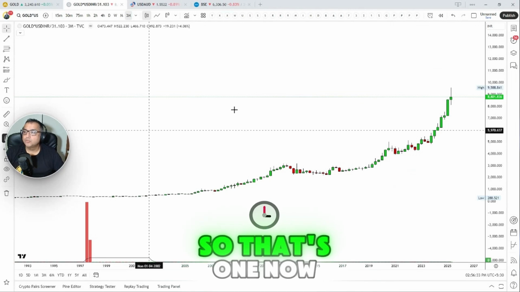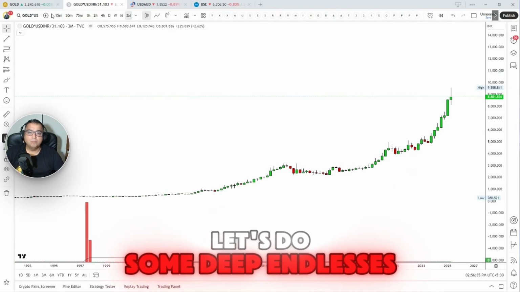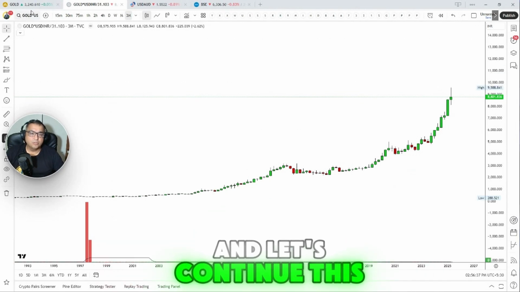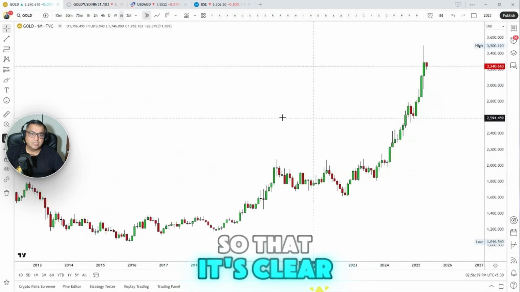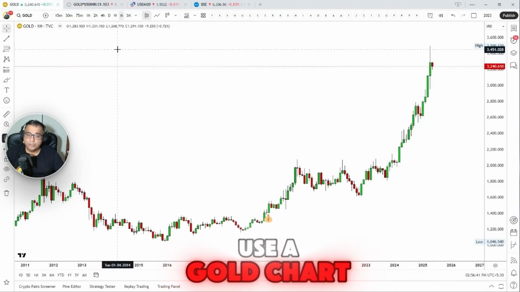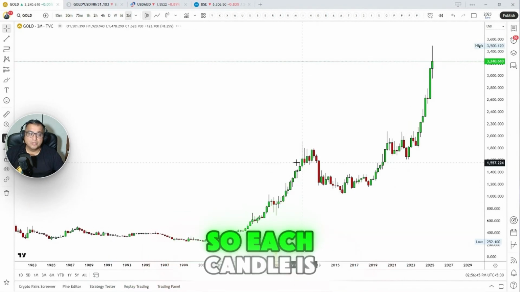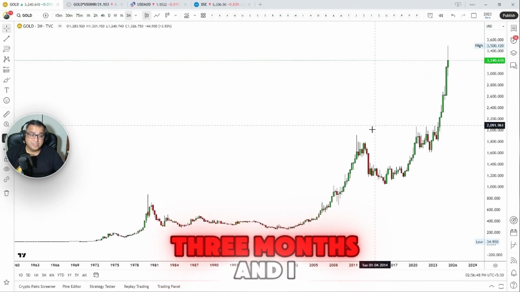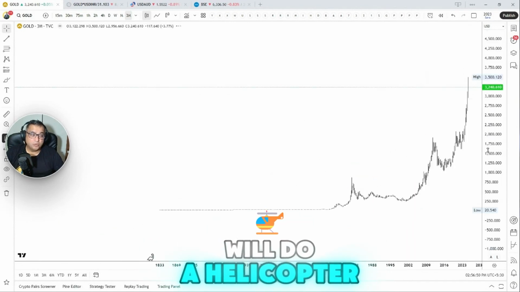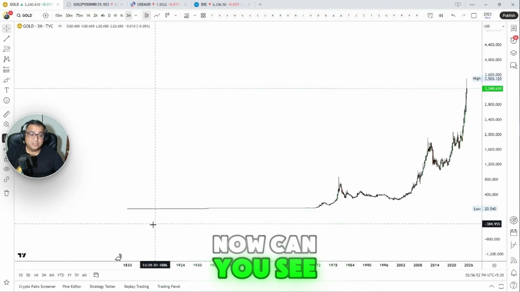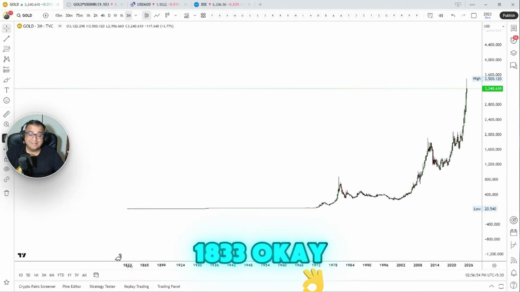Okay, so that's one. Now let's do some deep analysis, and let's continue this in a simple chart so that it's clear. And I'm just going to use the gold chart for understanding. And you go straight away 3 months. So each candle is 3 months, and I will do a helicopter view. Okay, now can you see this? We have data from 1833.